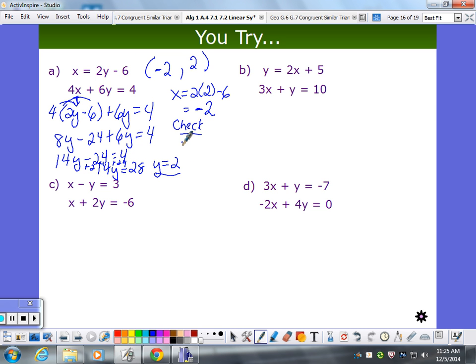So let's see, plug that one in. That one should work. I'm pretty sure that one's going to work. X equals 2 times y minus 6. Is negative 2 the same as 4 minus 6? Sure is. Let's try this one now. 4 times negative 2 plus 6 times 2, does that equal 4? Now let's see, that's negative 8. That's a 12. Negative 8 plus 12, that's 4.